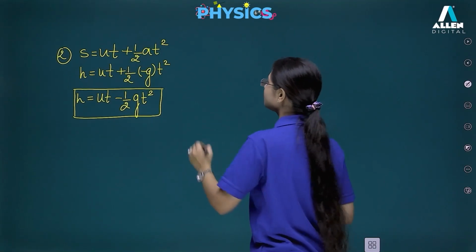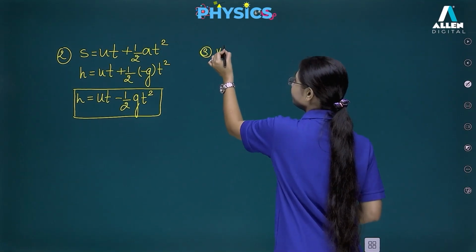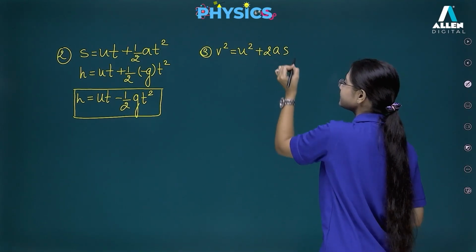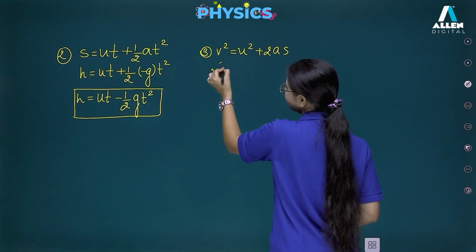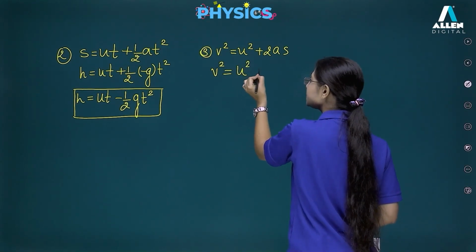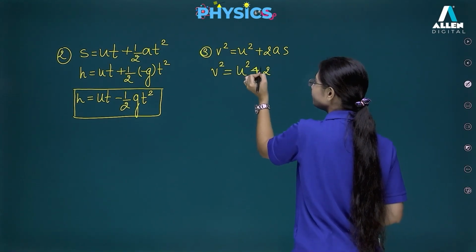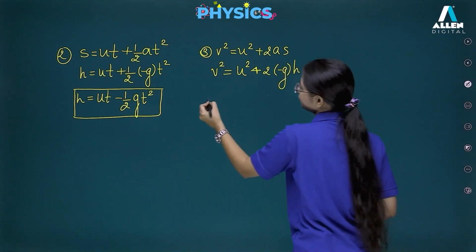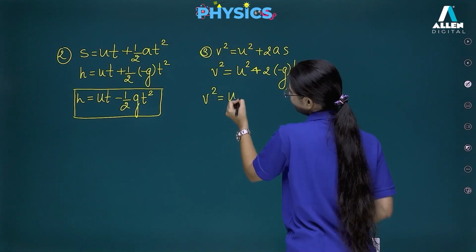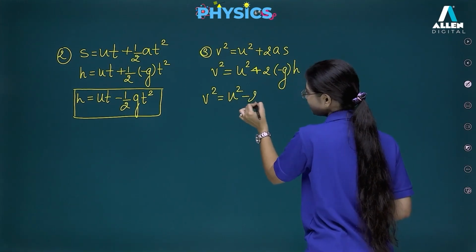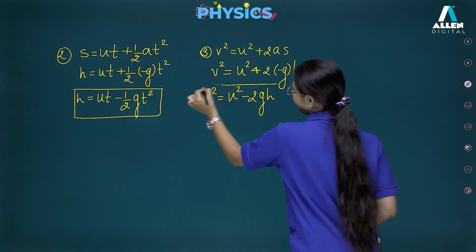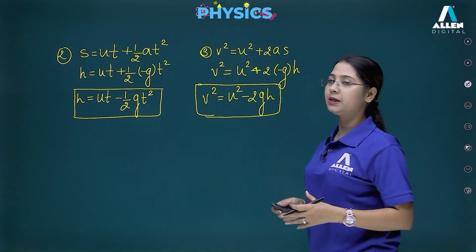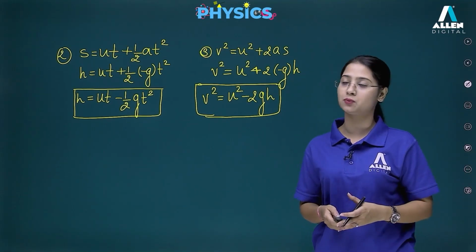Now the third equation. So the third equation is V square is equal to U square plus 2AS. Here V is positive, so V square, U is positive, U square plus 2, and A is minus g, S is h, so V square is equal to U square minus 2gh. This is the third equation. Alright, so these three are the equations of motion for case 1.